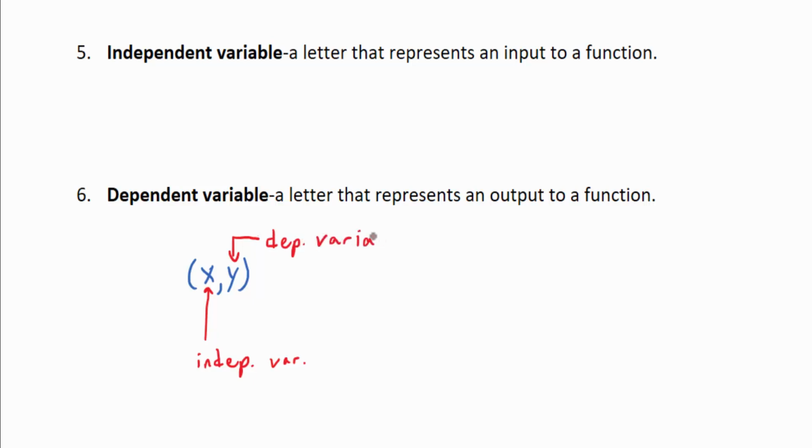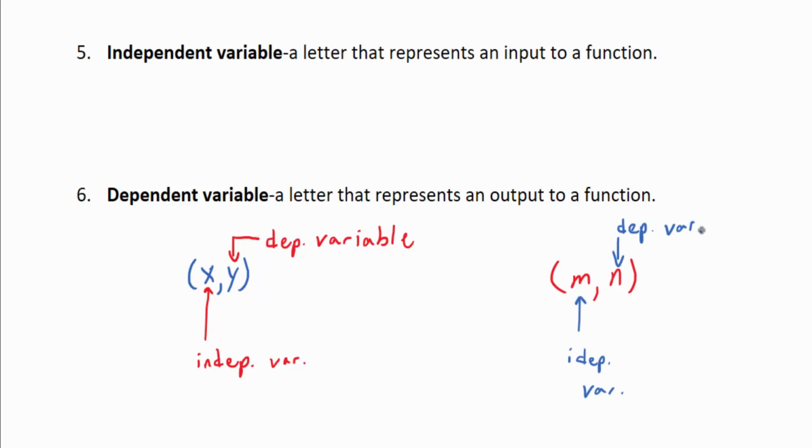Oftentimes. But if you're not using x to represent the input and y to represent the output, maybe you'll use m and n. Then what's your independent variable then? M. It's just the first guy. What's your dependent variable? N. Never changes. It's the same every time.